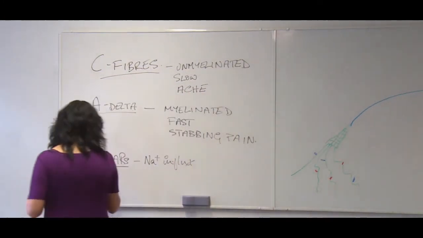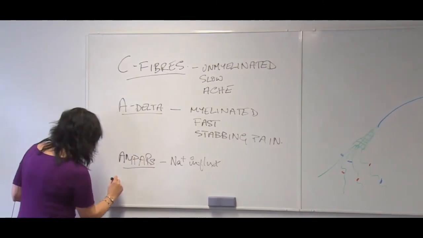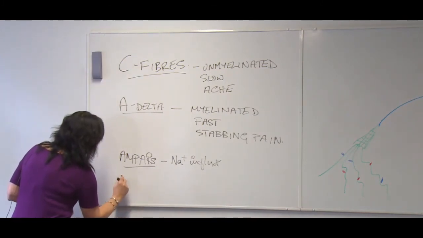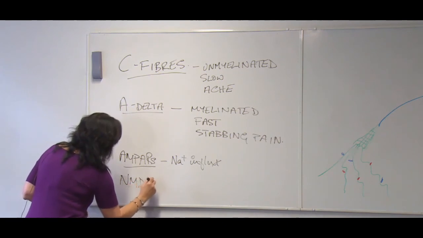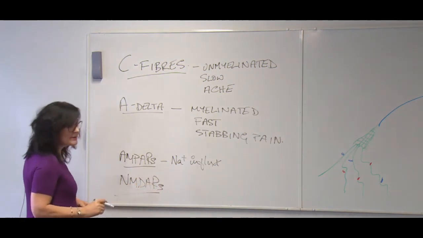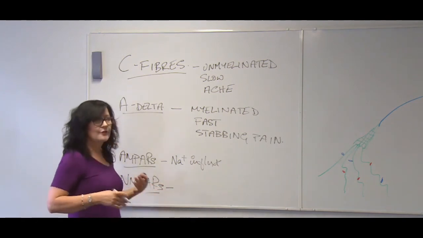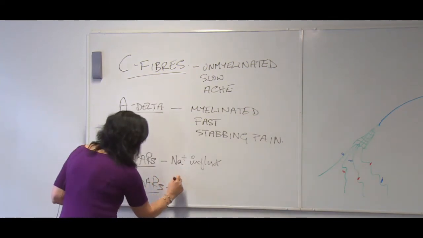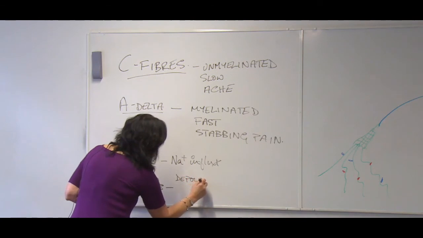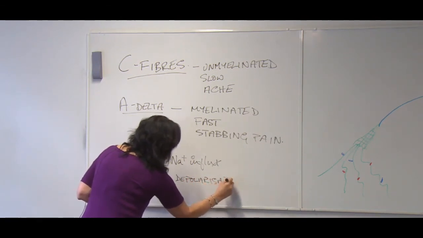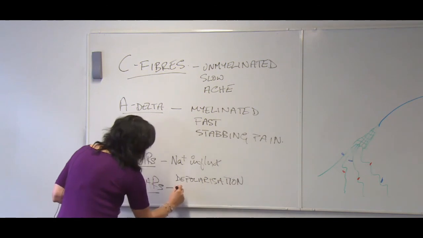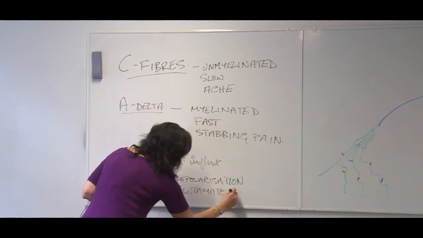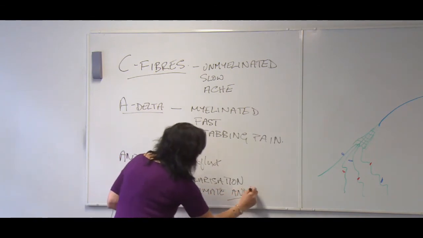But we also talked about, in C fibres only, NMDARs. And if you remember, these were our ones that need three different things to open. So they need depolarization from the AMPAs, because they have voltage sensors, but they also need glutamate and glycine to bind.